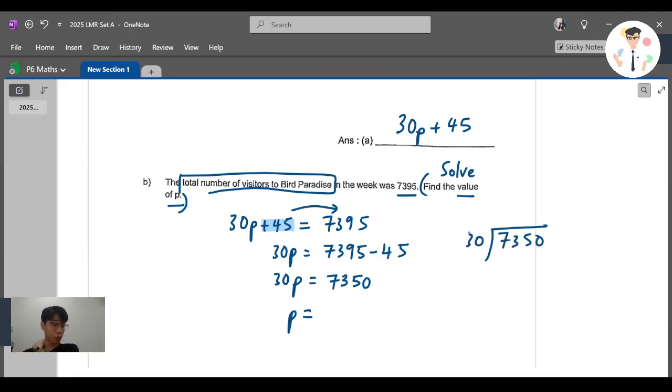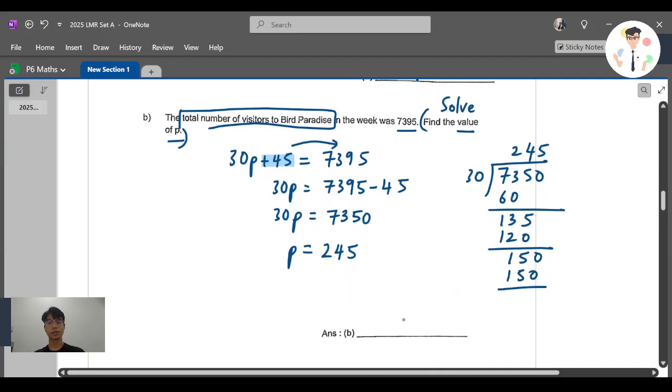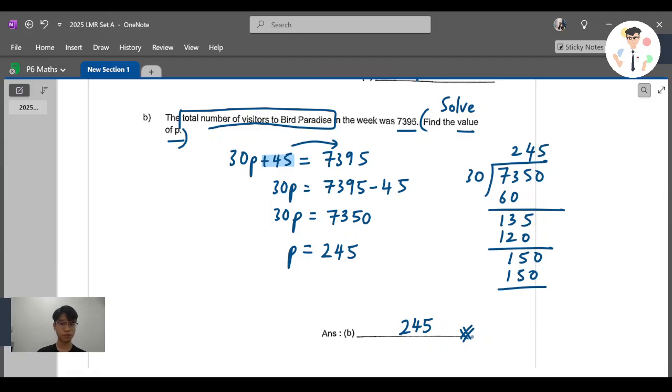Remember, this is a Paper 1 question. You are not allowed to use a calculator. So just do it normally. 2 times 30, 60. 4 times 30, 120. So 5 times 30, 150. So the answer is basically 2, 4, 5. And yes, your answer here is 245. And you are done for this question.